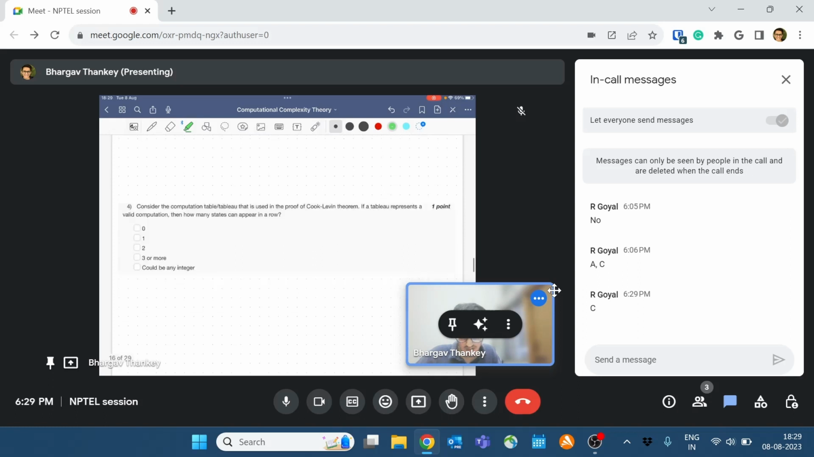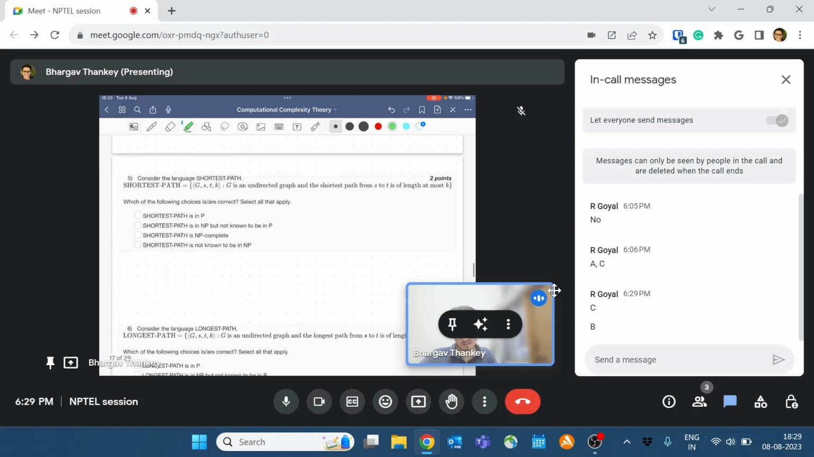Okay, so the next problem is also about that. Consider the computation table that is used in the proof of the Cook-Levin theorem. If a table represents a valid computation, then how many states can appear in a row? The options are 0, 1, 2, 3 or more, and could be any integer. So which of these is correct? Option B is correct, that there could be only one state in the row. Yeah, that's true.